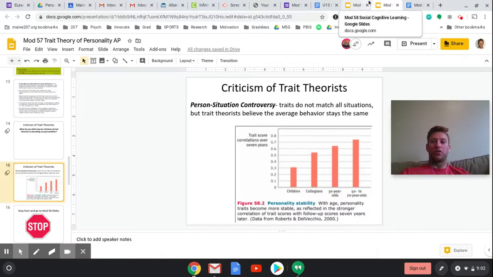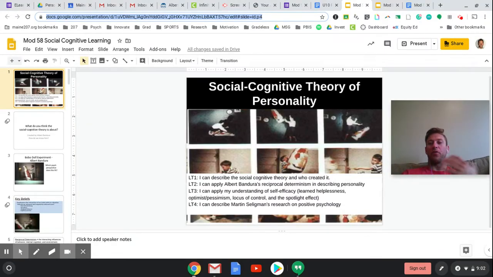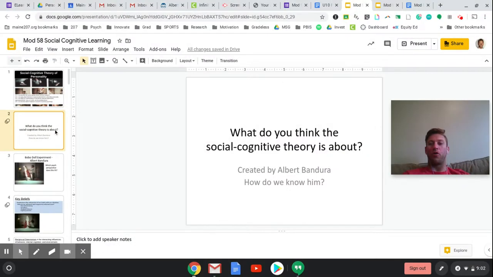All right, so now we're going to jump to Mod 58. Mod 57 is fairly short, but there are those five vocab words to know. We've talked about this before in the social cognitive theory. Essentially, it's social, our interactions, and then our cognition, our thinking, and our memory, and all of that. So we're going to look at how the social cognitive theory plays a role in how we interact and how our personality is.